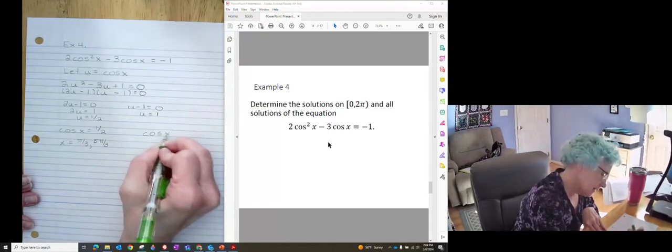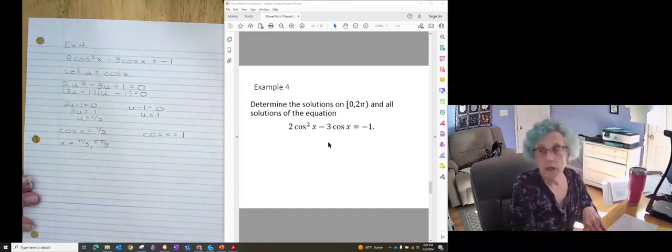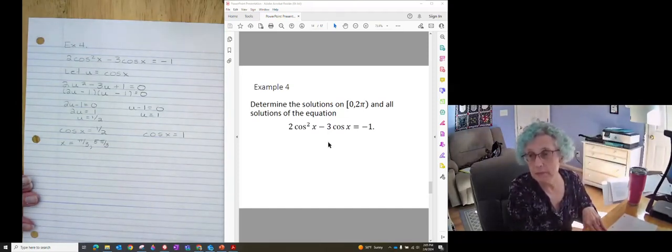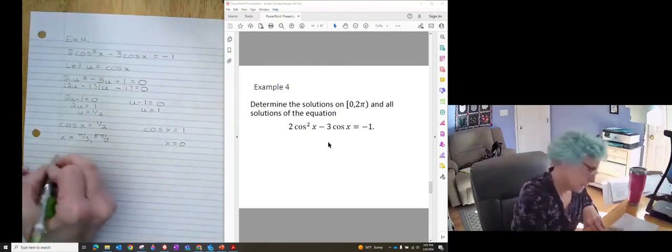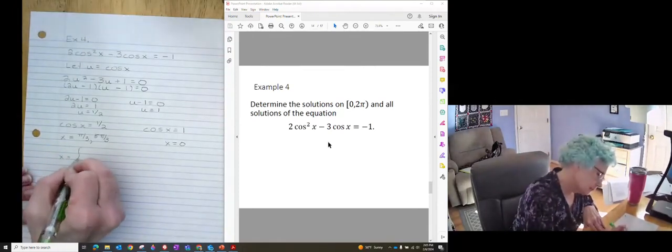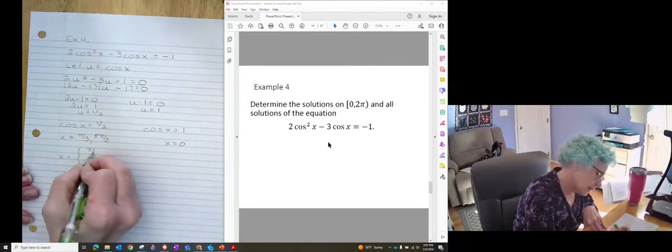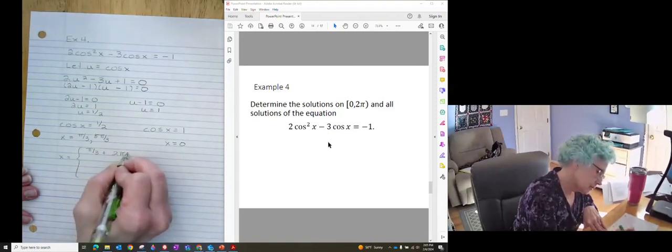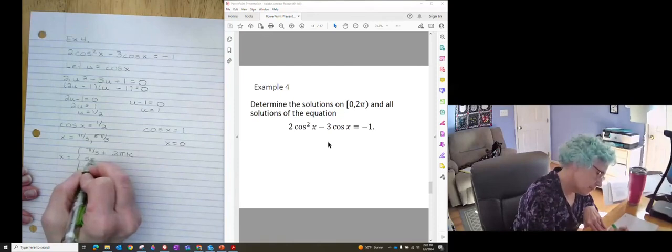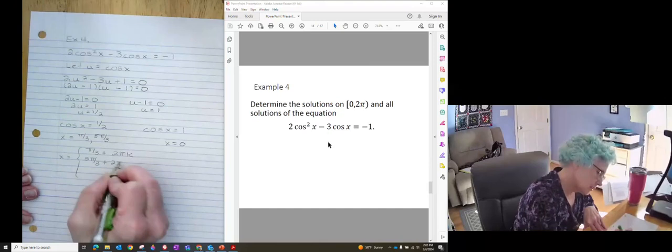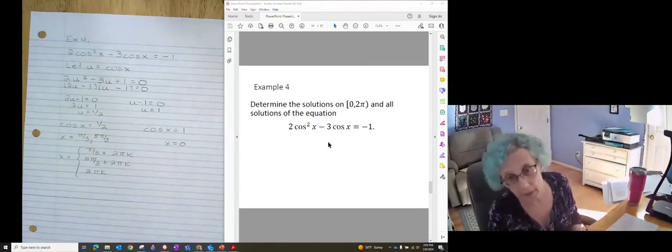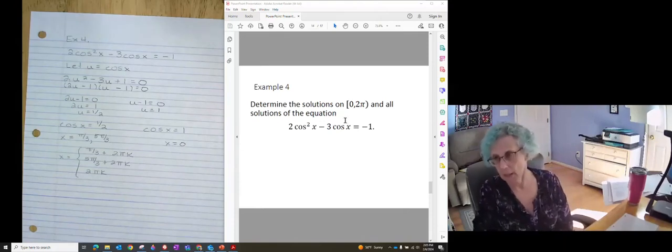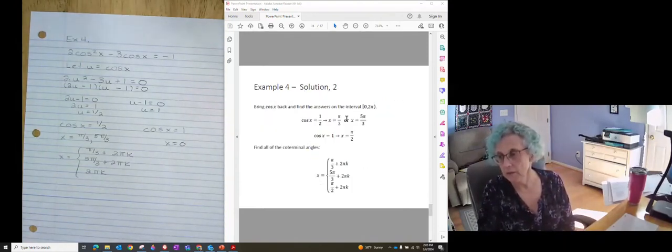And cosine of x is equal to 1. Only looking for answers on the interval from 0 to 2 pi, then x is equal to 0. So all my solutions, I would have pi over 3 plus 2 pi k, 5 pi over 3 plus 2 pi k, and 2 pi k, because 0 plus 2 pi k is just 2 pi k. Let's look at the pretty answers. There we go.